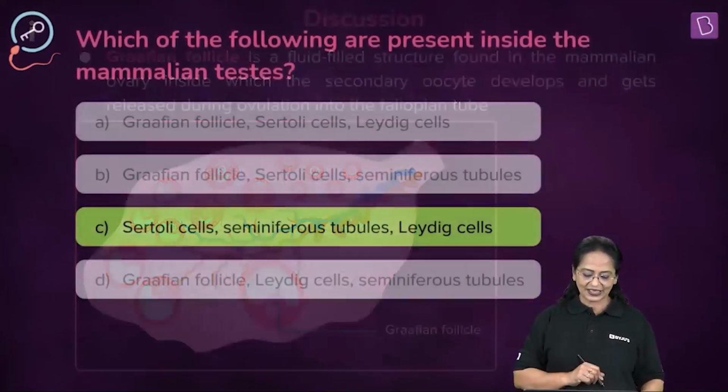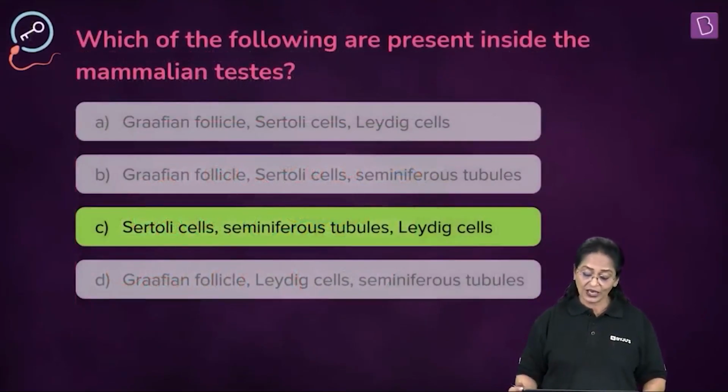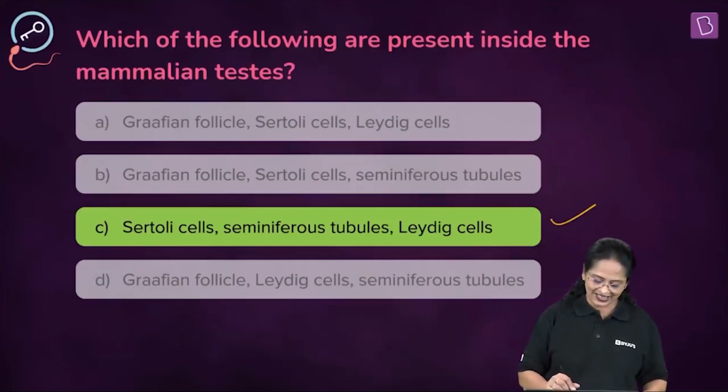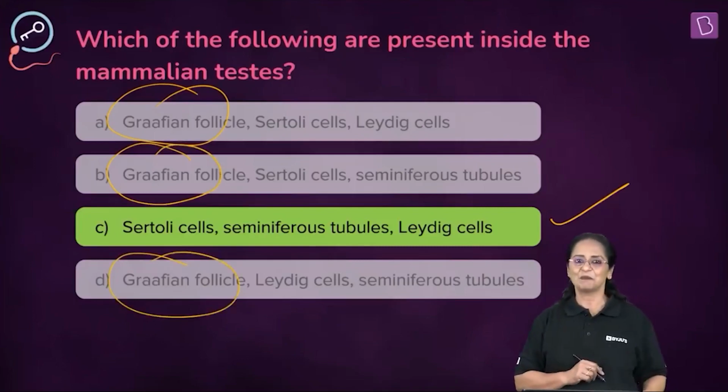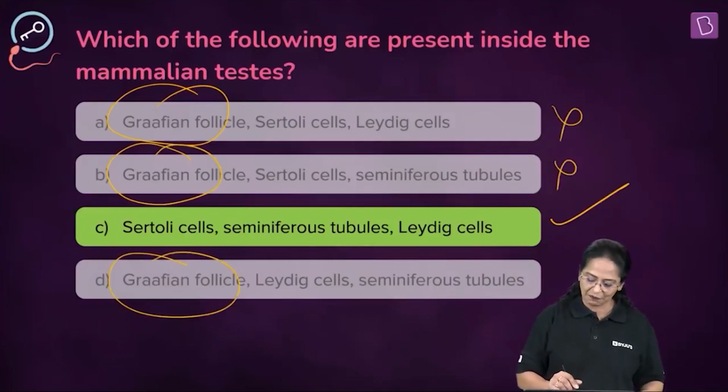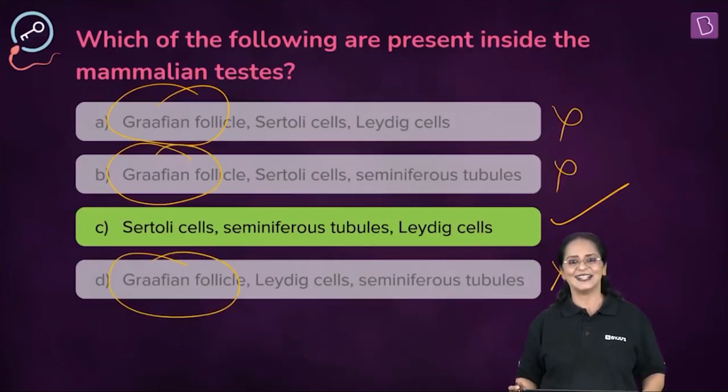So, if you look at this question, which of the following are present inside the mammalian testis? It is C. Sertoli cells, seminiferous tubules and Leydig cells. All the other options are incorrect. Why? Because you can see Graafian follicle there and those are not present in the testis. So, you eliminate A, B and D. C is the right answer.